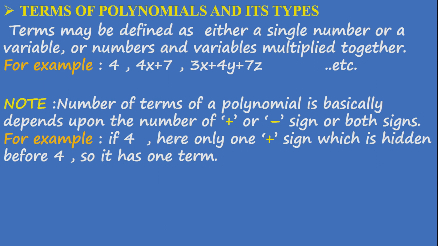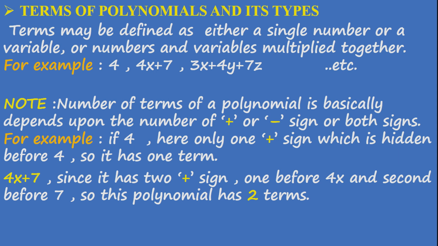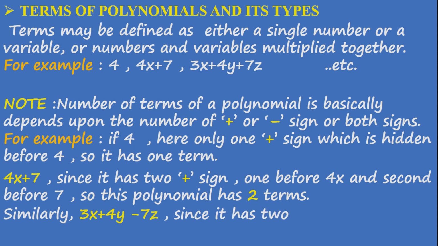Now we take another example like 4x + 7. We can see that a plus sign is there, right? So 2 terms are there in this polynomial. Similarly 3x + 4y - 7z. As we can see here, there are 2 plus signs and 1 minus sign. It means a total of 3 signs are there, so 3 terms are there in this polynomial.